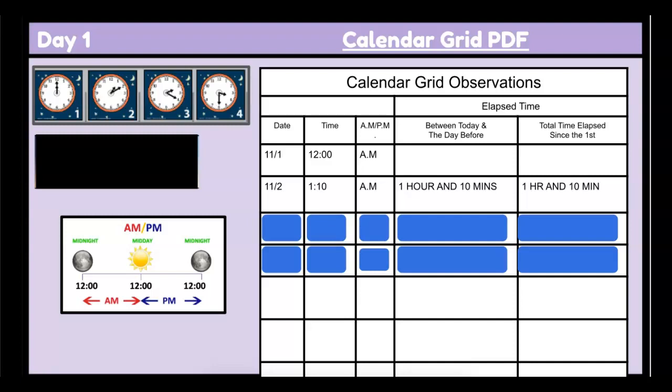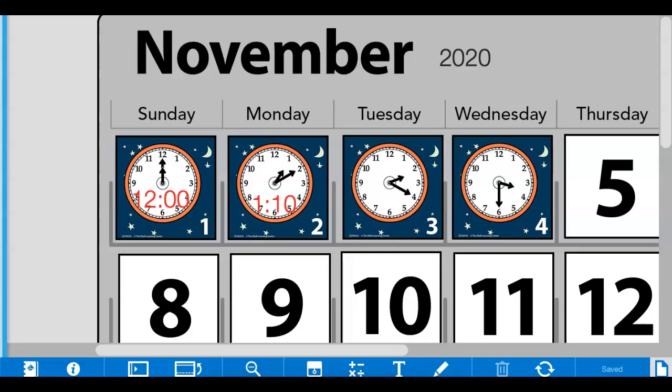Days 1 and 2 are already done for us. If we look at each marker for days 1, 2, 3, and 4, we are going to first tell the time. So on days 1 and 2, we see we have 12 o'clock and 1:10. Take a look at the background image. What do you notice about the background? Do you think this is PM or AM? Well, it looks like it's nighttime. But when it's nighttime and it's 12 o'clock, we actually say that's 12 o'clock AM. So we are in AM right now.